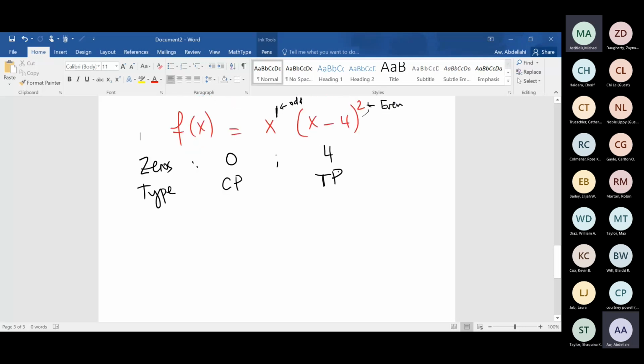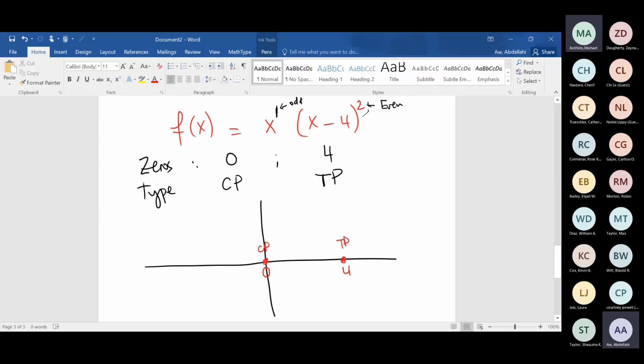How am I going to use that? Very simple. Look, this is how I'm going to use that. It's very, very fast. I have 0, which is a cross point. I have 4, which is a turning point. Now, I have to do at least one test. Okay, I have to test one number. I cannot avoid testing one number.